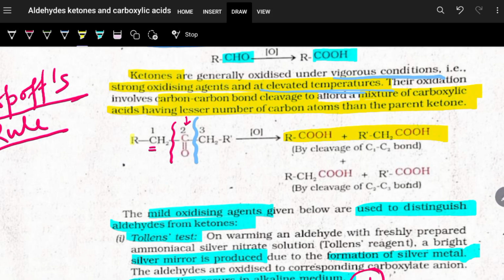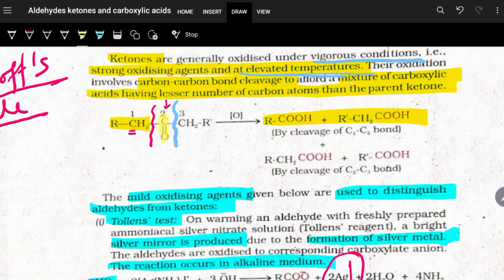See this, RCOOH, because the last carbon gets converted to COOH, I said. And the next one, this carbon gets converted to COOH. So you get R dash CH2COOH.